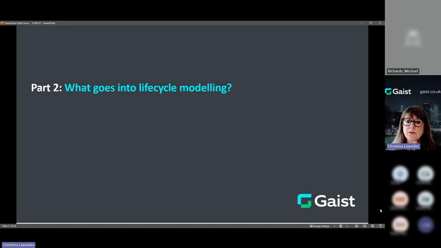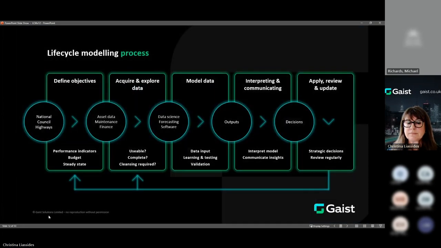So, part two, what goes into life cycle modelling? Okay, so I talked about the process being a very active form of getting information. So it's definitely not just about putting something in one end of a machine and getting something out the other end. It can be that, but you'll probably find, and we will talk about this as I go through, that that's actually quite limiting.